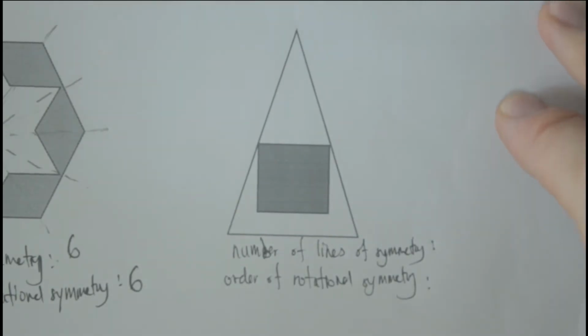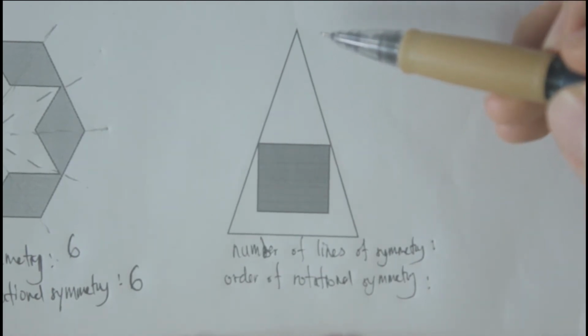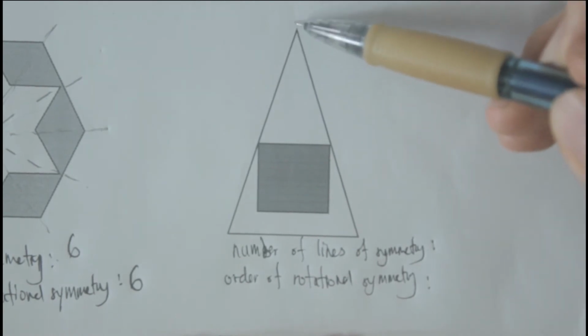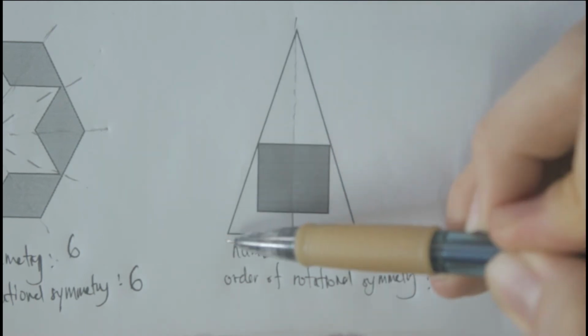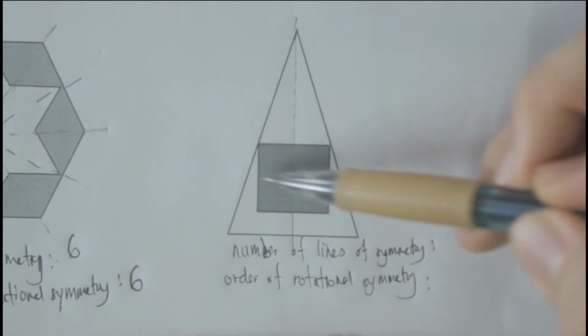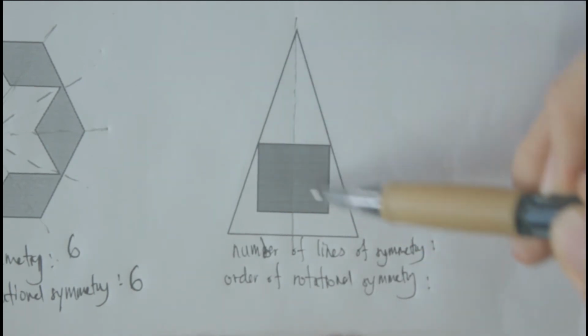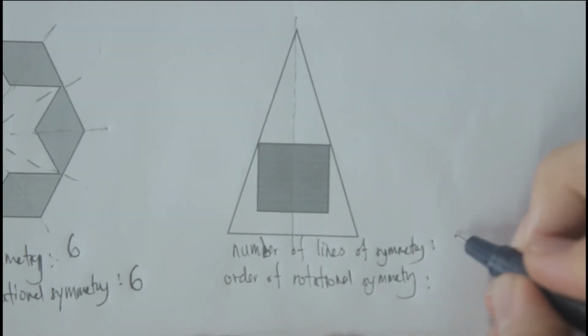Let's take a look at this shape. How many lines of symmetry does it have, and what is its order of rotational symmetry? Again, for the number of lines of symmetry, we see how many lines it can be folded along to get exactly half. If we fold it this way, you can get the mirrored half of it. But if we were to fold any other way, if it's here, or here, or here, we cannot get exactly half. So the number of lines of symmetry here is 1.